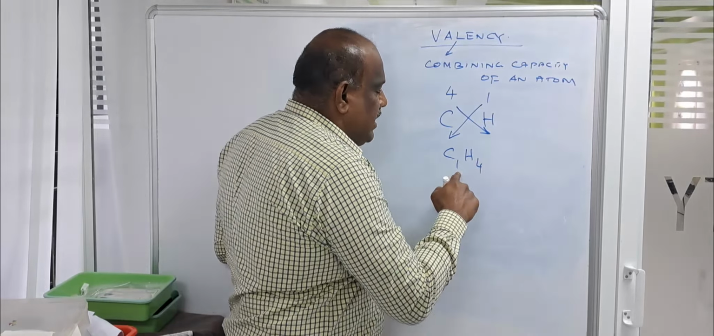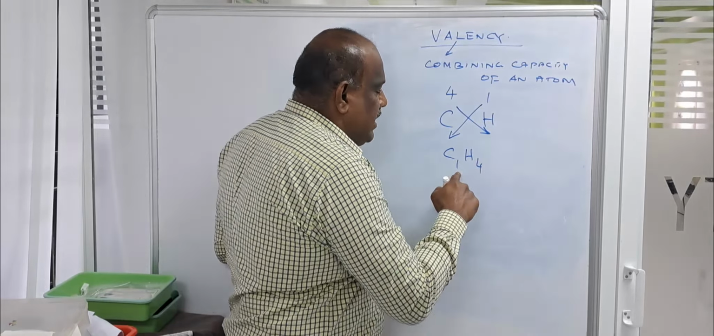Carbon. Its atomic number is 6, so there are 6 protons. Its mass number is 12. So how many neutrons are there? 6, because 6 plus 6 is equal to 12. How many electrons are there?